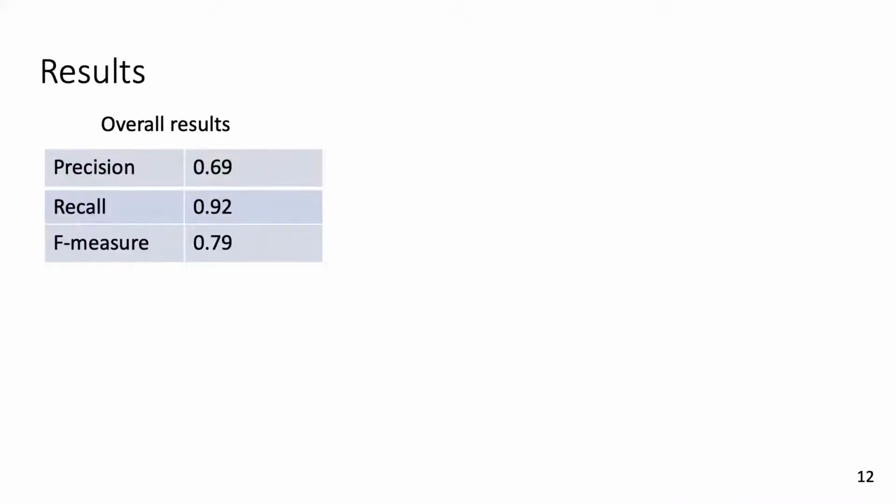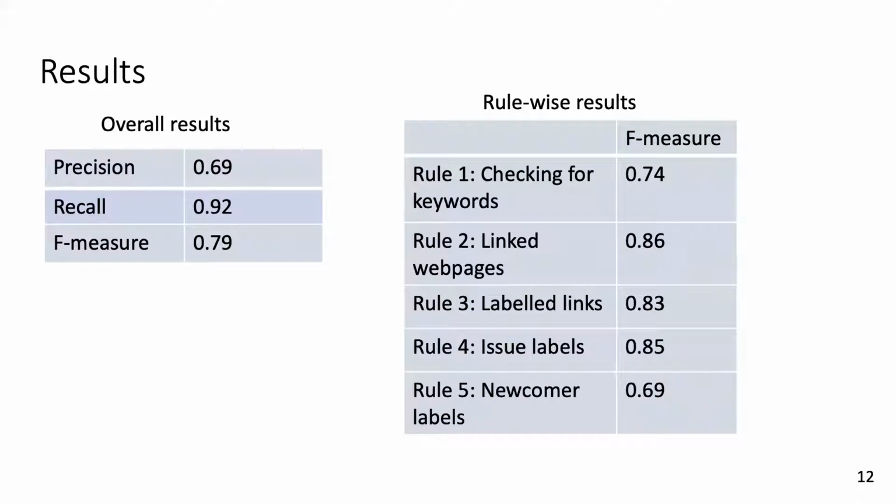Our results were really encouraging. Compared with the inclusivity bugs identified by humans, our recall was 92% and the precision was 69%, which proves that it did not report everything as a bug. We also broke it down by rule. As you can see, rule 1 has a similar result to our overall F measures.